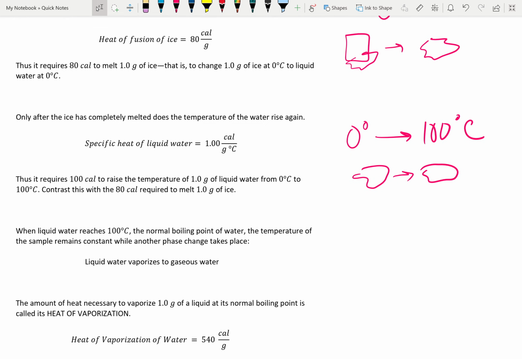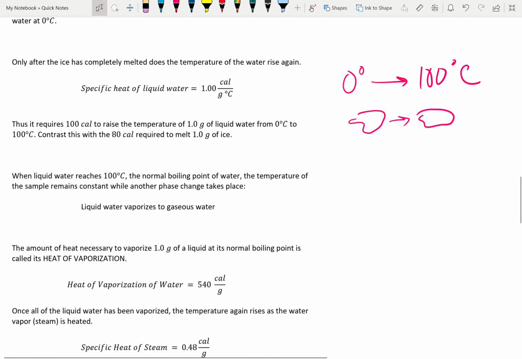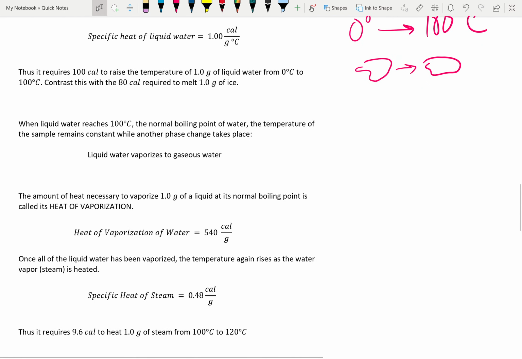So once our liquid reaches 100 degrees Celsius, we're at the boiling point of water. Now at this point, remember I went over, the boiling water stays at 100 degrees Celsius until all of the water that's boiling is evaporated. So the amount of heat necessary to vaporize this 1 gram of liquid at the boiling point is called heat of vaporization. And for water, that is 540 calories per gram.